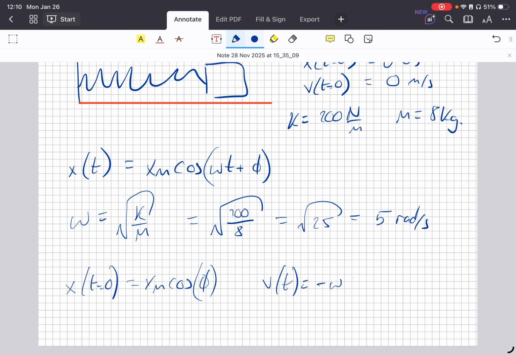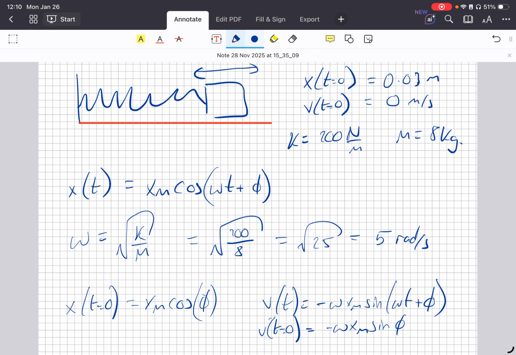So I'm going to get minus omega xm sine(omega t plus phi). That's just the general expression for the velocity. So at t equals 0, again, I'm going to get minus omega xm sine(omega t), where omega t goes to 0, so I'm just going to get sine of phi there.